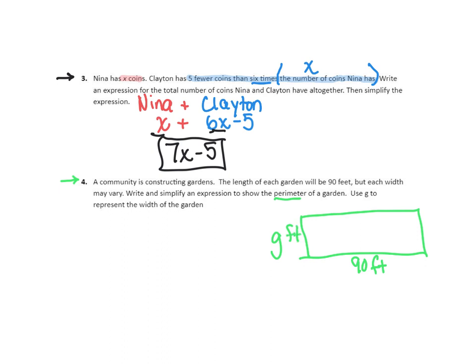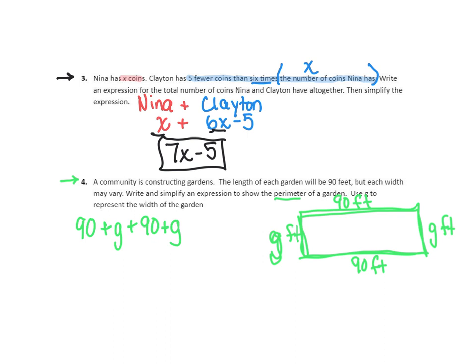So I'm going to find the perimeter. Well, perimeter goes around the outside. So if this side here is G feet, it's also G feet over here. And the length is 90 up here. So all I'm going to do to find perimeter is add all the sides around. So that would be 90 plus G plus 90 plus G.